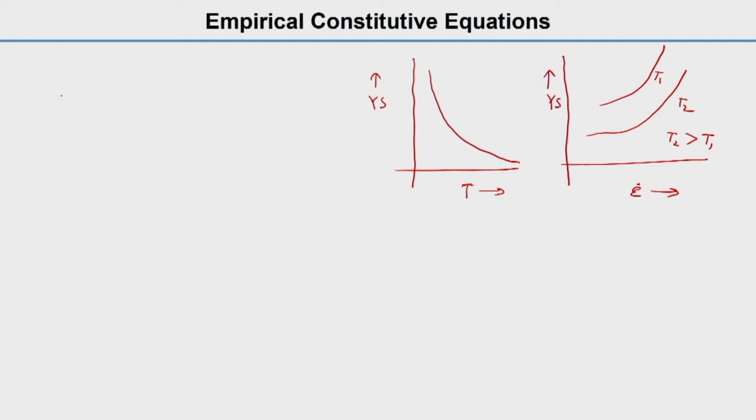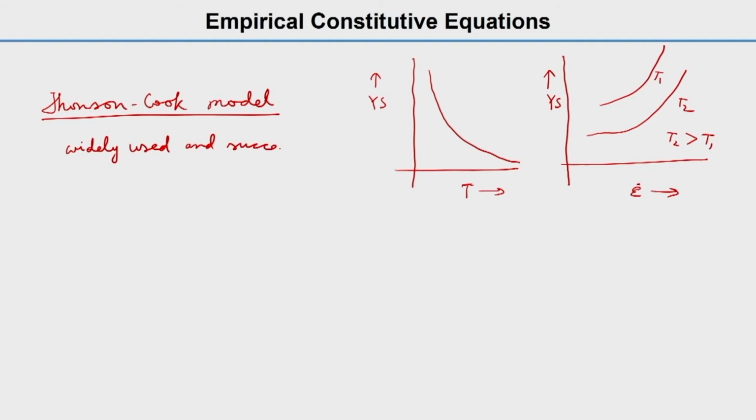We'll talk now about the Johnson-Cook model of plasticity, which is very widely used and successful, especially for high strain rate. I will write HSR, high strain rate, for high strain rate plastic deformation behavior.